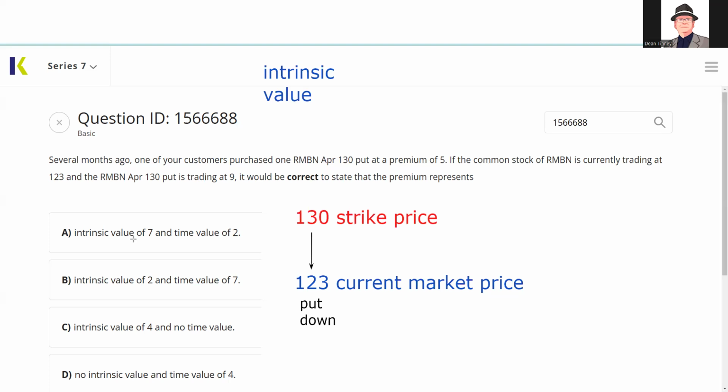intrinsic value. I think of time value as everything in excess of the intrinsic value. The premium that you pay or receive consists of two components, the intrinsic value and the time value. We've now established that the intrinsic value of a 130 put with the stock at 123 is 7. Remember this from grade school? 7 plus something equals 9. What is that something? So I think of time value as everything in excess of the intrinsic value. So that would be 2 points of time value here.